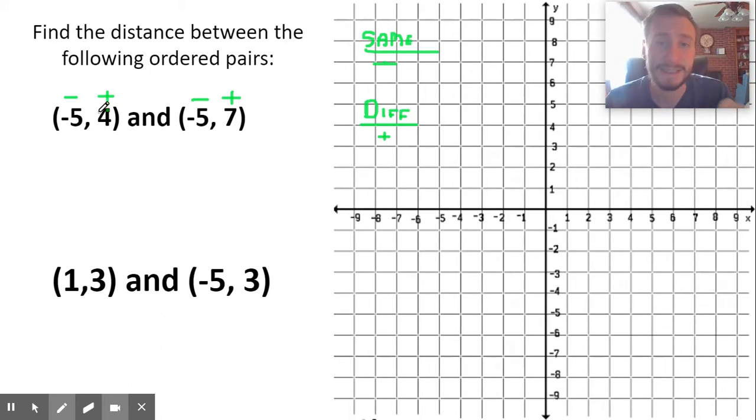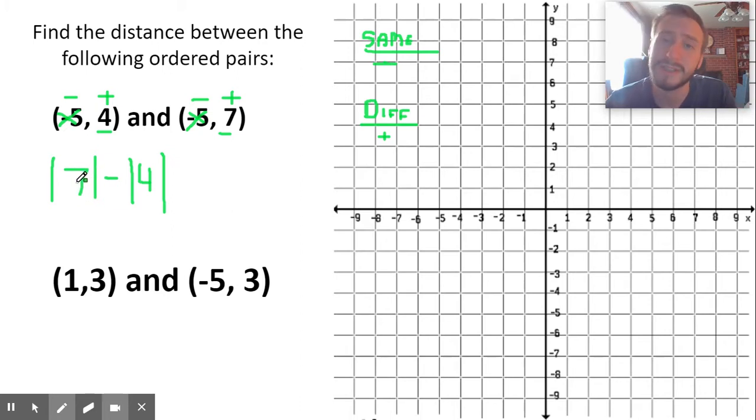You need to find the distance between these ordered pairs. Now we need to look at the values. We have -5, 4, -5, 7. We don't want to work with these -5s because those are the points that are the exact same. We want to work with the 4 and the 7. In order to find distance, we use absolute value. So let's take the absolute value of 4 and 7 and we're going to have to subtract them. Since we want our answer, of course, to be positive, we want to put the 7 first. So the absolute value of 7 minus the absolute value of 4.